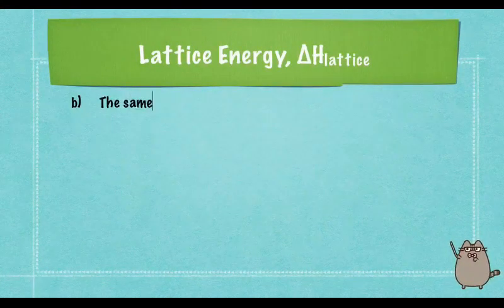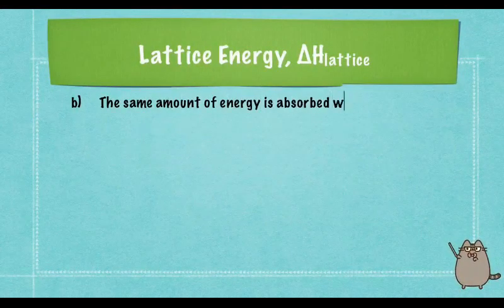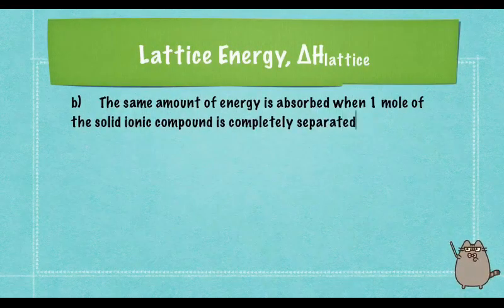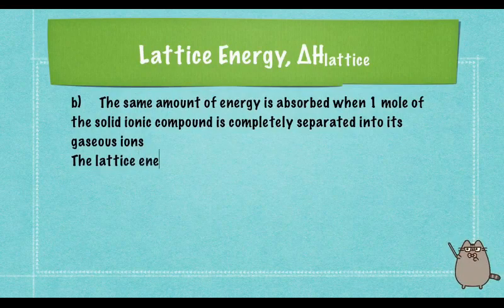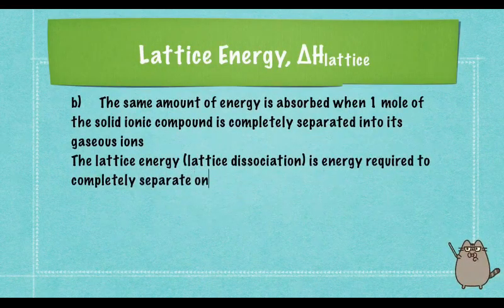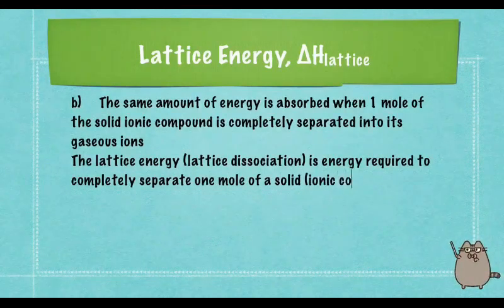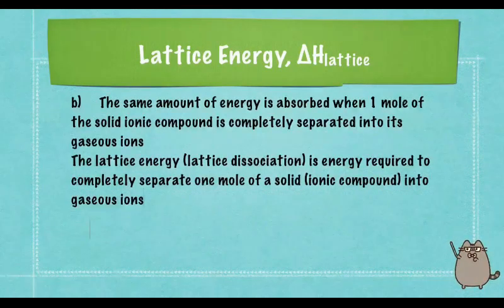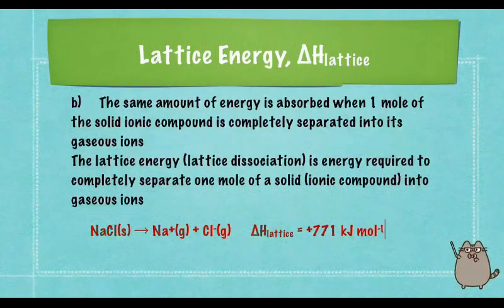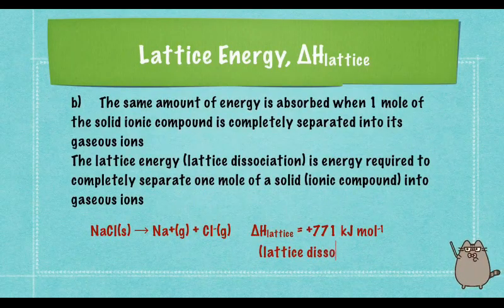The same amount of energy is absorbed when 1 mole of the solid ionic compound is completely separated into its gaseous ions. The lattice energy for lattice dissociation is energy required to completely separate 1 mole of a solid ionic compound into gaseous ions. For example, lattice energy for dissociation of 1 mole sodium chloride compound into its gaseous ions is positive 771 kJ per mole.